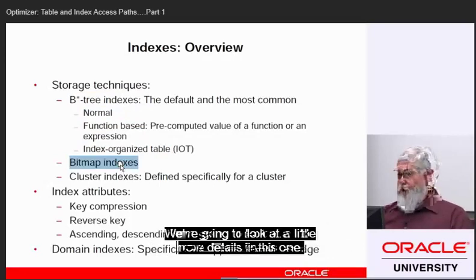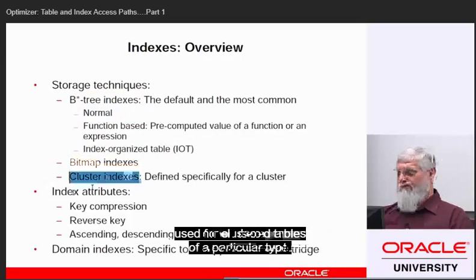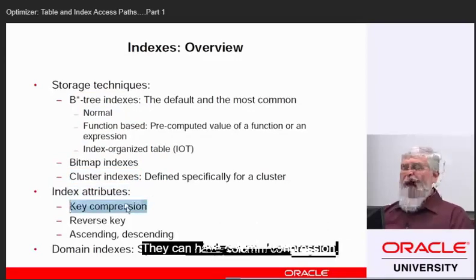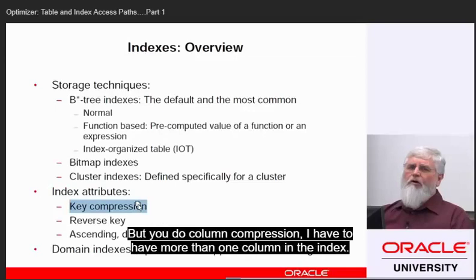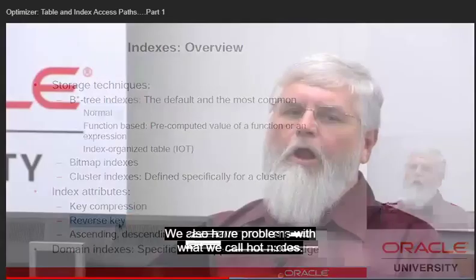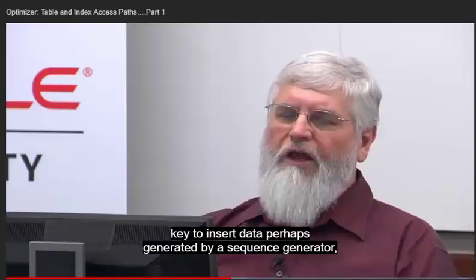The indexes can have a number of attributes. They can have column compression, but to do column compression, I have to have more than one column in the index. I can't compress an index if it only has one column. We also have problems with what we call hot nodes. If we're using a monotonically increasing key to insert data, perhaps generated by a sequence generator, then all the input occurs on the right side of the tree, and it becomes a hot node because of the inserts.